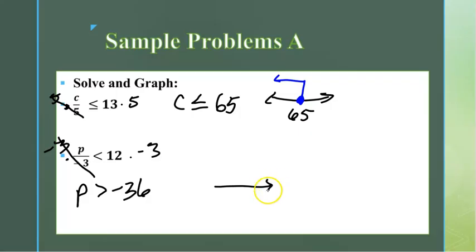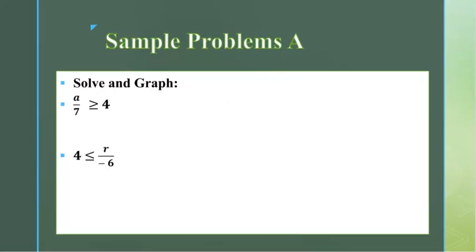And then to graph it on a number line, I have negative 36 here. It cannot equal negative 36, so it's an open circle. Greater than means it goes to the right. Now if I want to verify that my answer is correct and my graph is correct, I just choose a number that's bigger than negative 36. I'm going to choose 0. 0 divided by negative 3 is 0. 0 is still less than 12. Therefore, I know my inequality and my graph are correct.